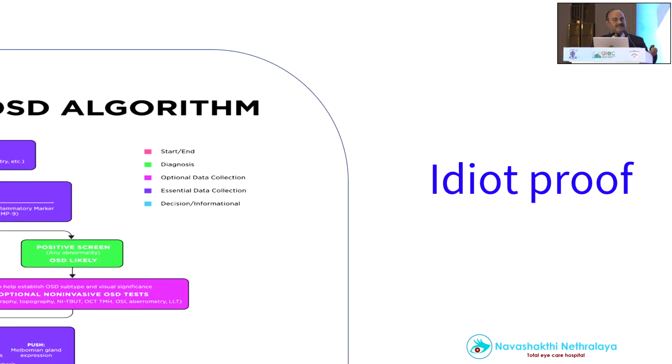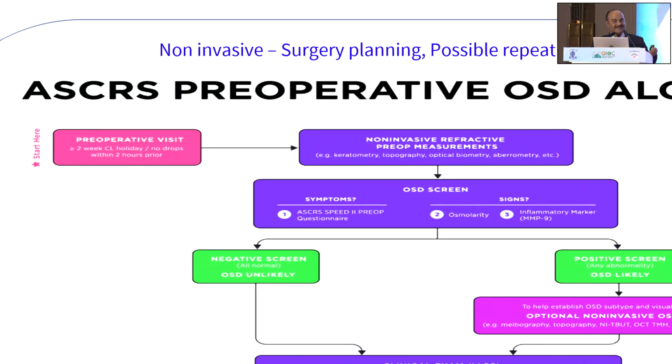The most important part of this algorithm was this: it's idiot-proof. Even your receptionist, even probably a watchman, if you train them, can do this. It also says where to start and where to end. It says start here. The point to be noted is, if you have touched the patient or put paracaine, wait for 2 hours before you start these readings. And the first thing you do is take the readings for the IOL power. That's the first thing to do.